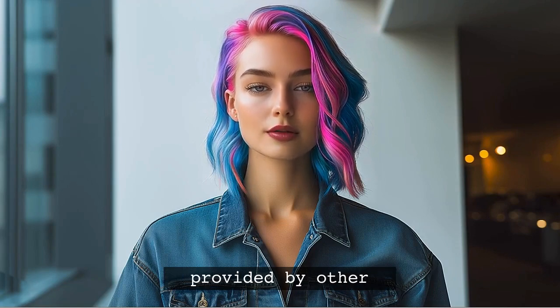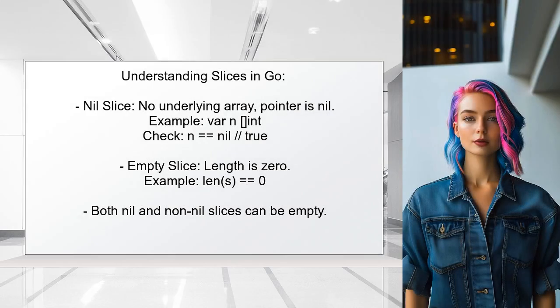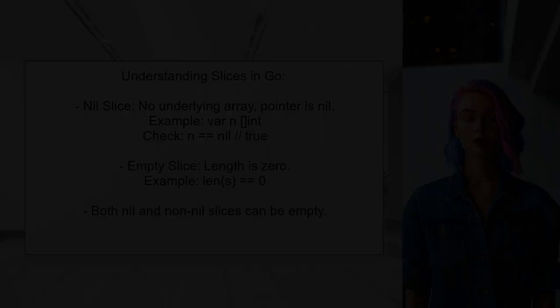Now let's look at the answers provided by other users. This user clarifies that a nil slice in Go is one that has no underlying array, meaning its pointer is nil. You can check this with a simple comparison. An empty slice, however, is defined by its length being 0, regardless of its capacity. Both nil and non-nil slices can be considered empty if their length is 0.